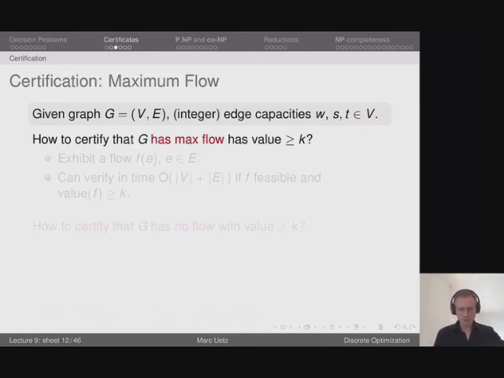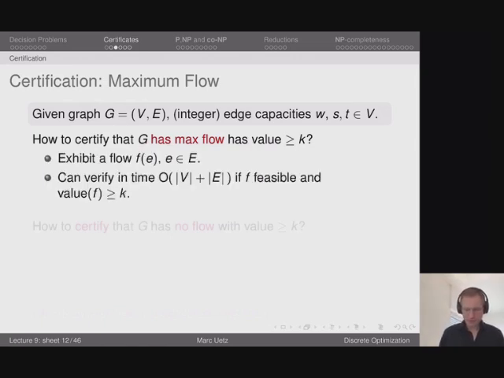Let's go back to other problems. So for example, maximum flow. Okay, so given a graph with say integer edge capacities and s and t, how would you certify to me that this graph has a flow of value at least k? And again here, the answer is simple. You just give me the flow values per edge, and I can verify in linear time in the size of the corresponding graph if this is really a feasible flow and if the value is at least k. Okay, so again, yes, instances can be certified and the certification can be checked efficiently.